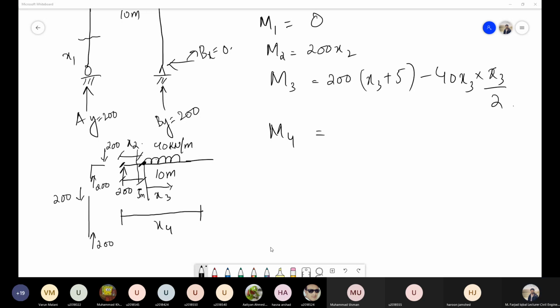What will be the equation for section 4? So 200, 200 x3 plus 5. Section 4, this is the distance x4. Why do we need to consider x4 minus x3? x4, 200, x4.